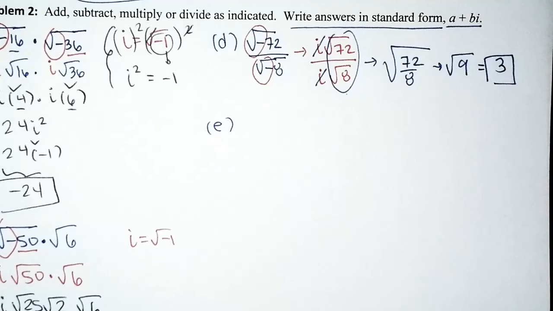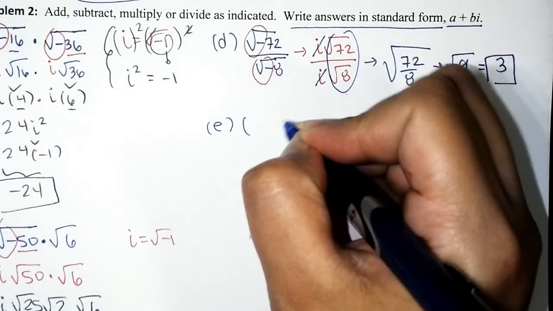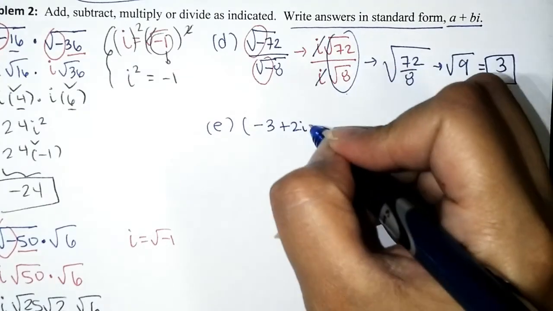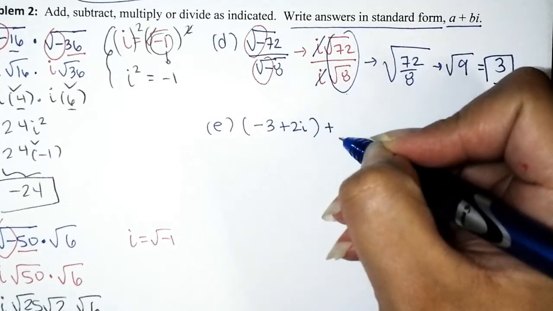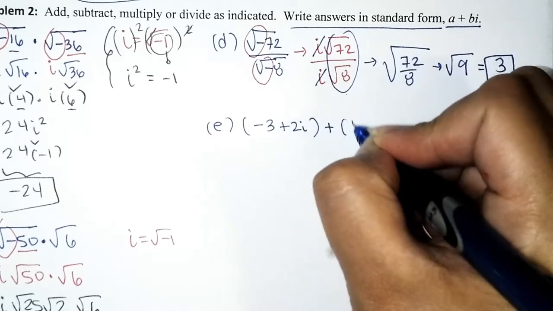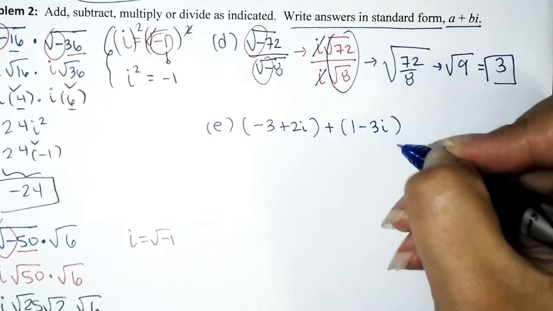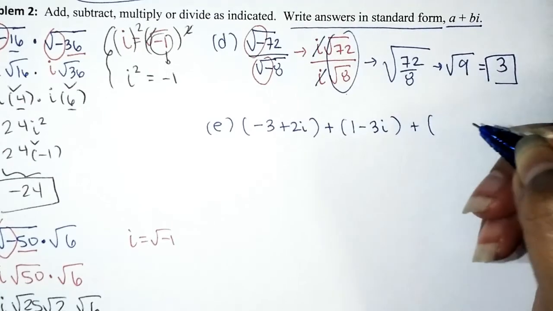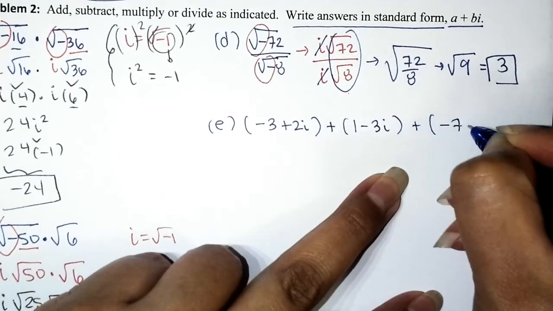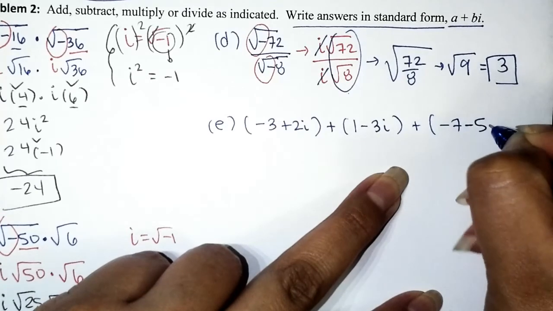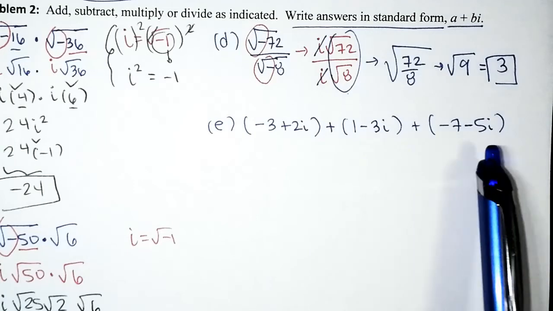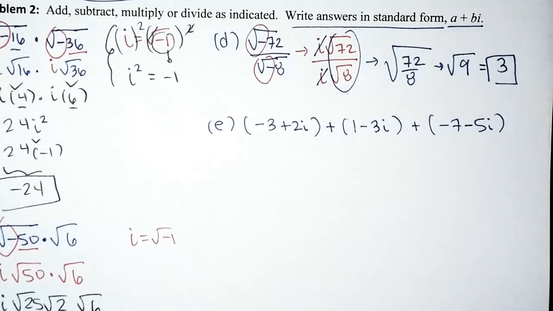We're going to put an open parenthesis, negative 3 plus 2i, close parenthesis, plus open parenthesis, 1 minus 3i, close parenthesis, plus open parenthesis, negative 7 minus 5i, close parenthesis. So pretty much we have 3 complex numbers. All of them are separated by a plus sign, so we are asked to add these complex numbers.